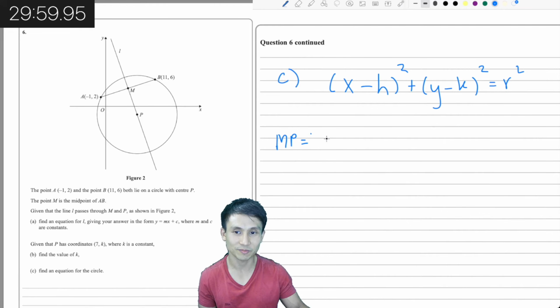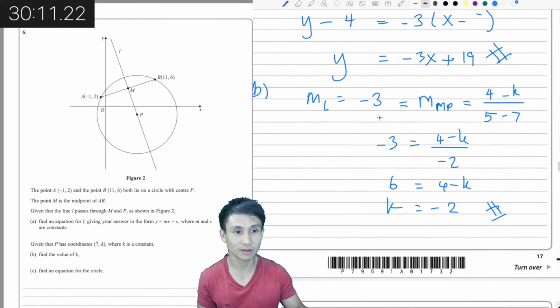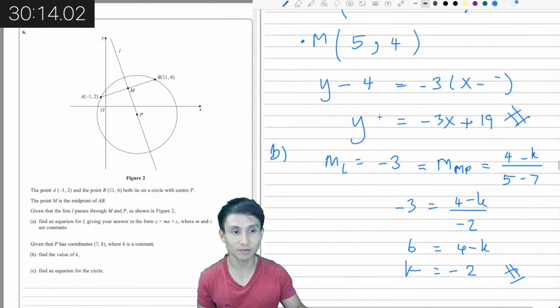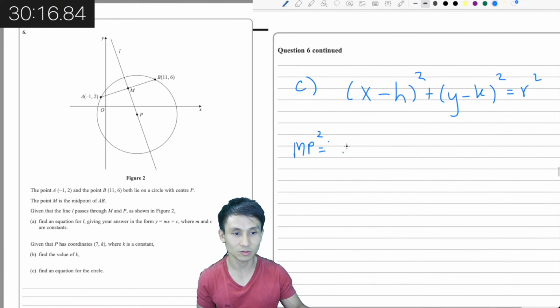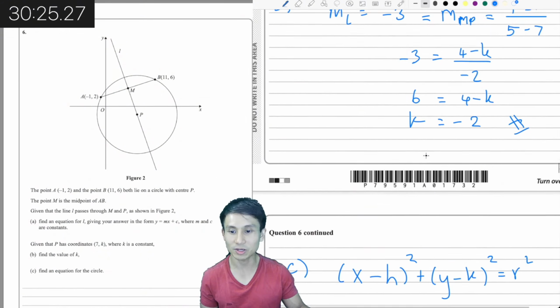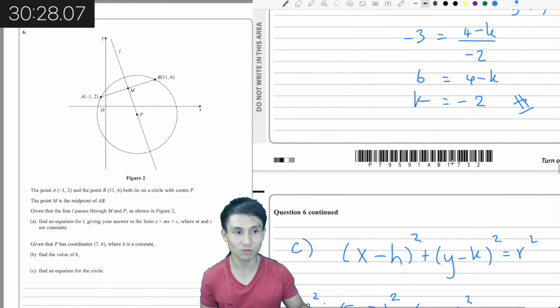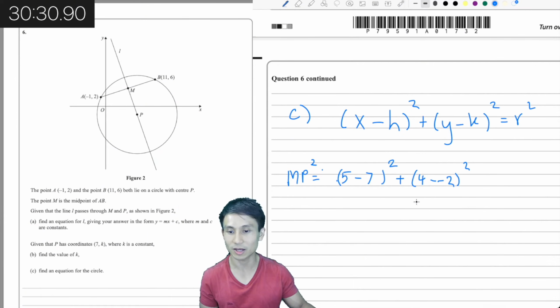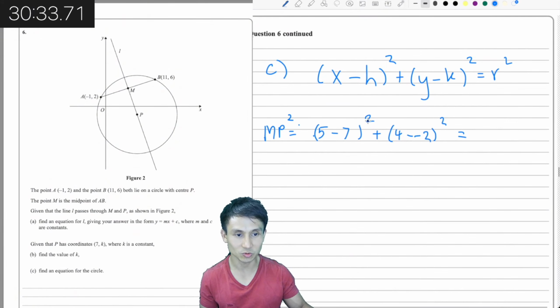So MP is square root. Wait, we just do MP squared because for Pythagoras we need to square the MP anyway. So MP squared is the M and the P. So the M is 5, 4. So 5 minus something squared plus 4 minus something squared. I'm just doing the M first. And the P we got is 7 for the X, and K was minus 2. So minus 2 here for the Y. So that is 2 to the 2 is 4. That is 6 to the 2 is 36 plus 4 is 40.